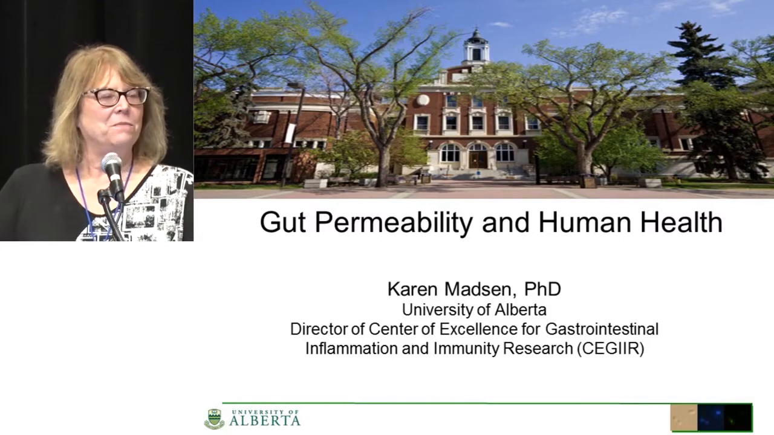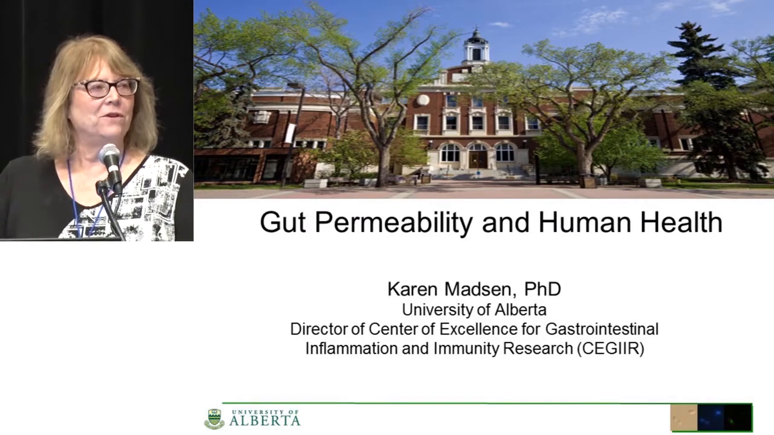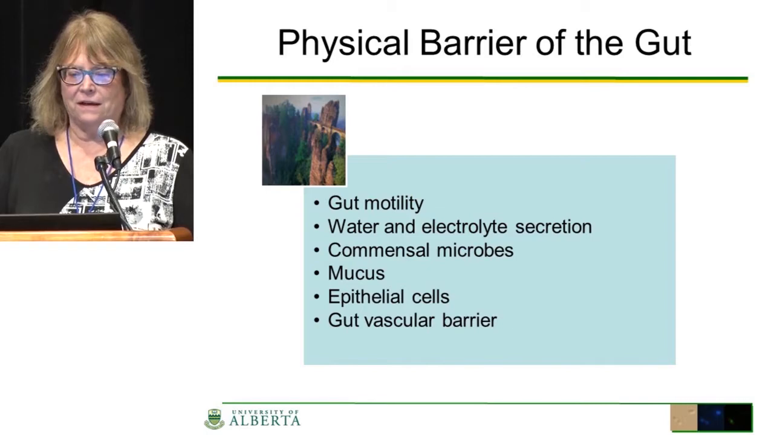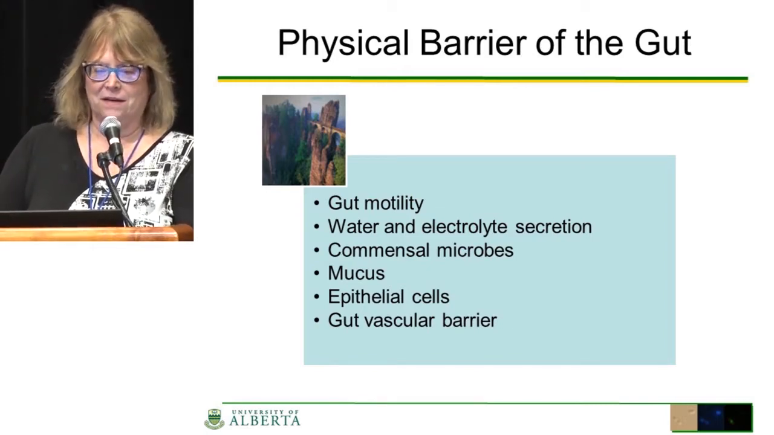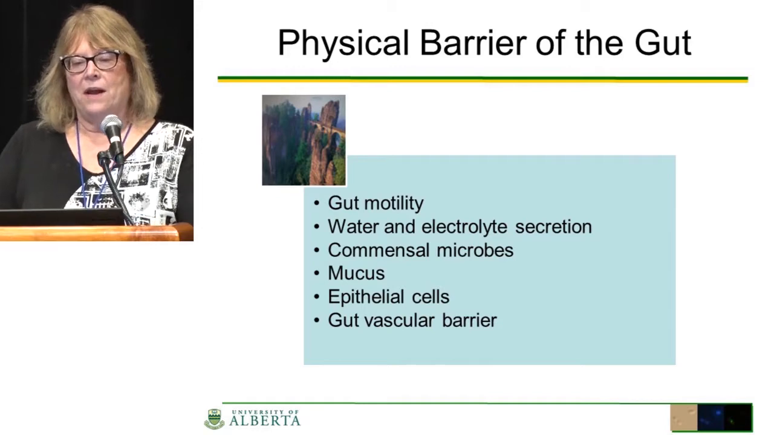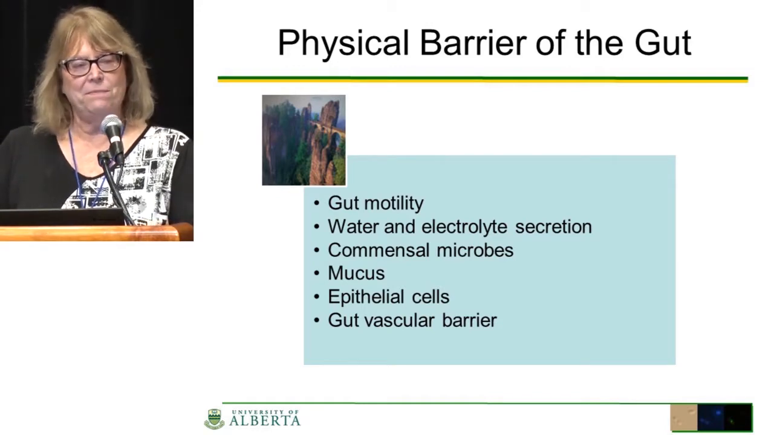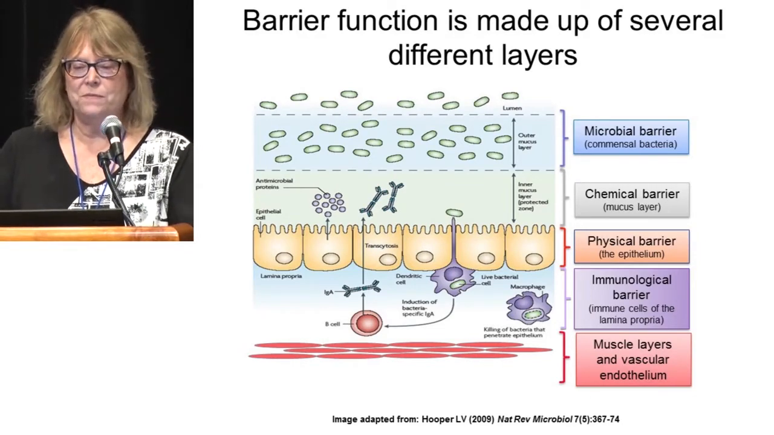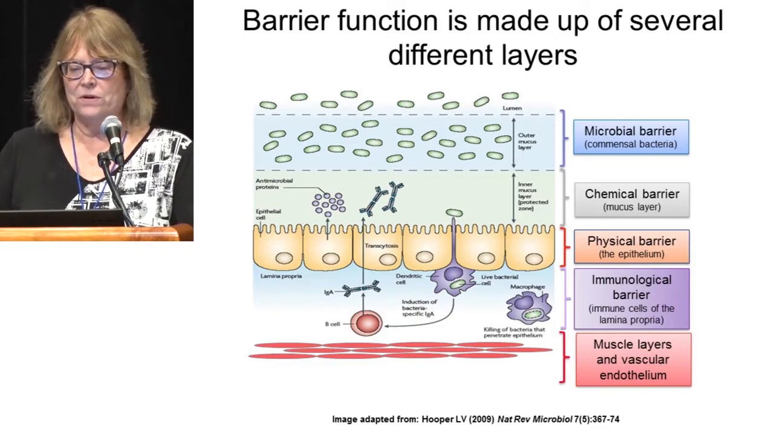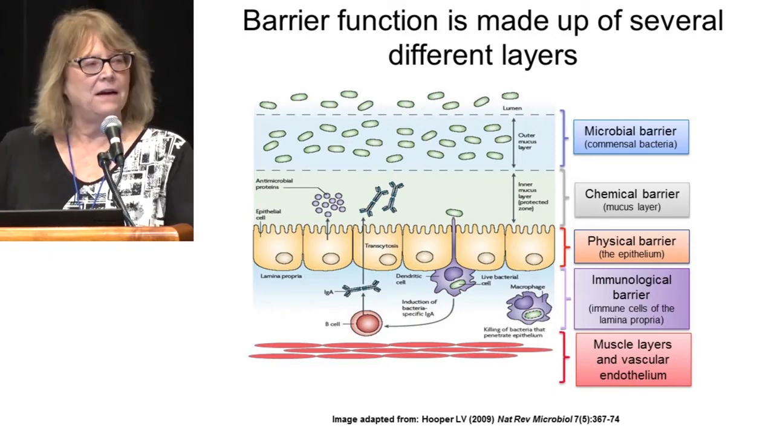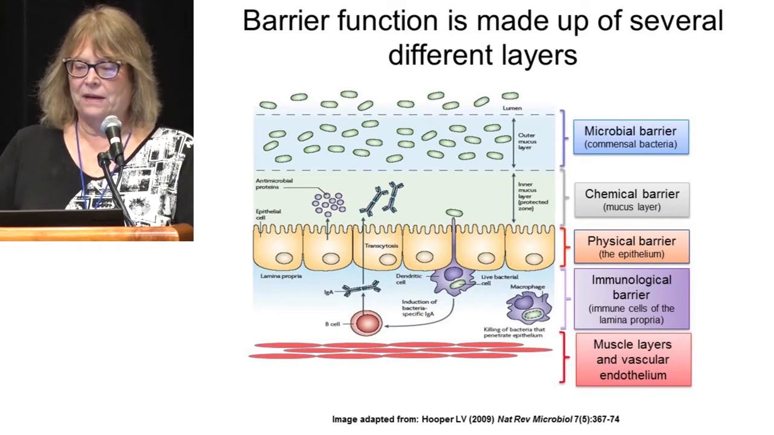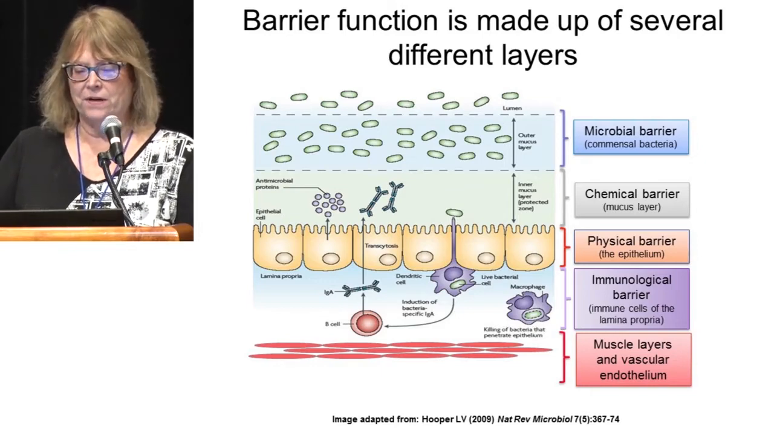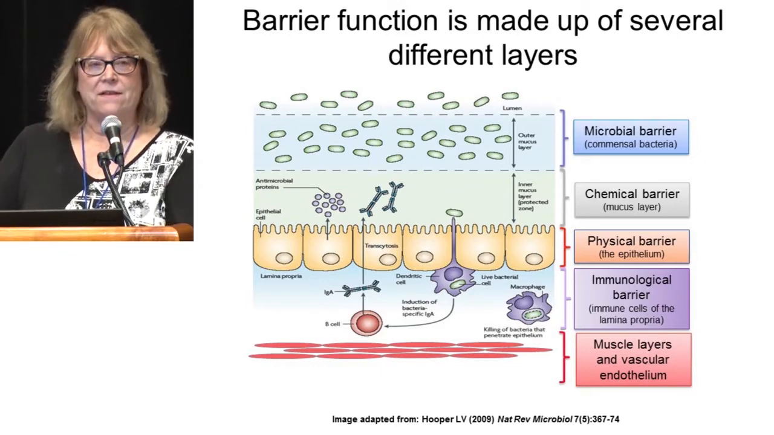Okay, so we're going to move out from the mucus layer, which is really important, and look at the overall physical barrier of the gut, because there's a lot of components that make this up. Gut motility, electrolyte secretion, mucus, epithelial cells, and the gut vascular barrier. And if we look at barrier function in its totality, it's made up of several different layers. Obviously, the outside layer, made up of commensal microbes, the mucus, which we just heard a lot about. Within the mucus, secretory IgA, antimicrobial peptides, the epithelial physical barrier. Underneath that, all of the immune cells, which make up the immunological barrier. And underneath this, the muscle layers and the vascular endothelium.